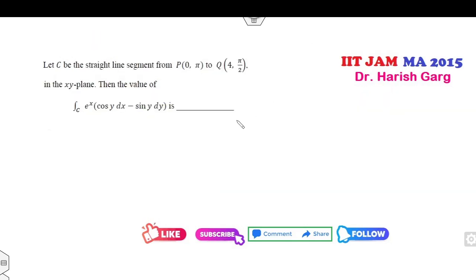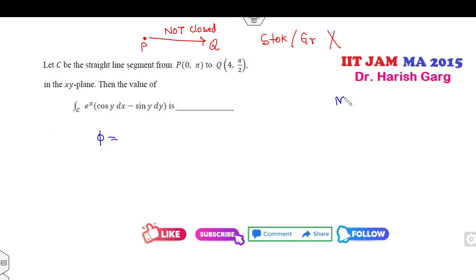Okay, look at this another one, from P to Q. Again you can see this is not closed, so Stokes theorem as well as the Green theorem is not applicable. Then your target is to find the phi. So clearly says how you can find the phi.